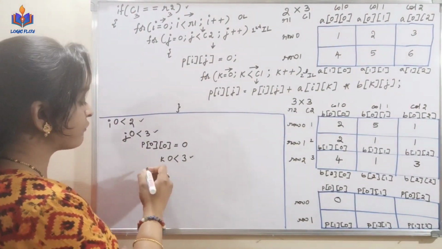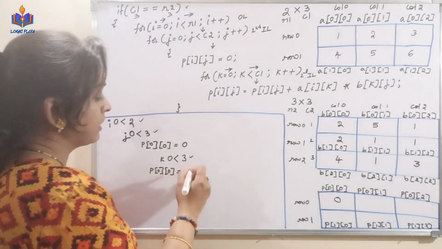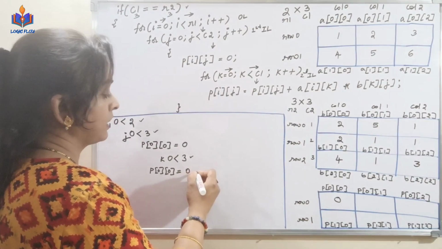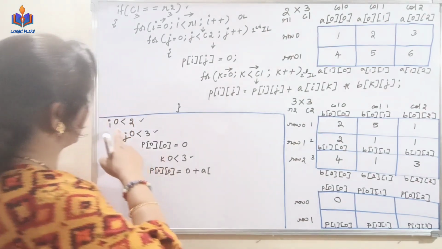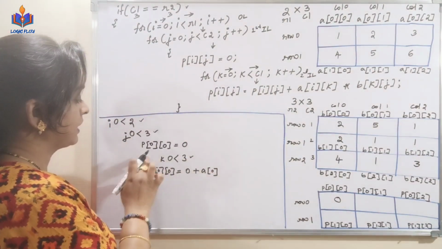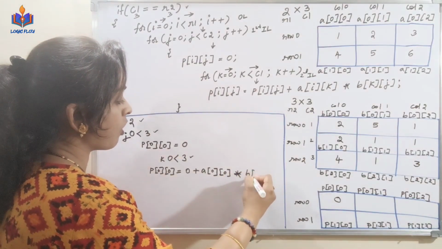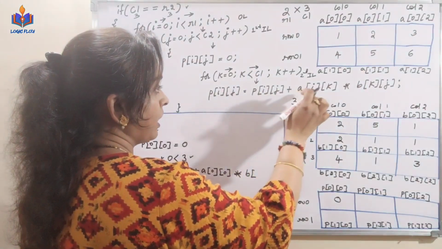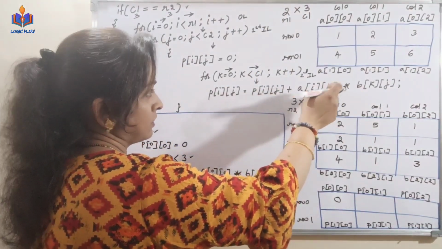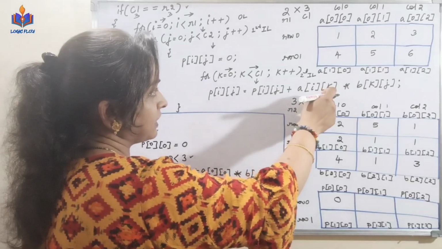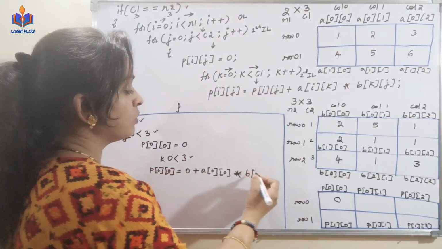So I say P of ij, that is P of 0, 0 equal to P of ij, which is 0, plus A of ik. So what is A of ik? I is 0 and k is how much? 0. A of ik, I representing the first row and k representing this k loop. As I said, it is representing the columns of the first matrix. It is 0. So 1 into B of kj.